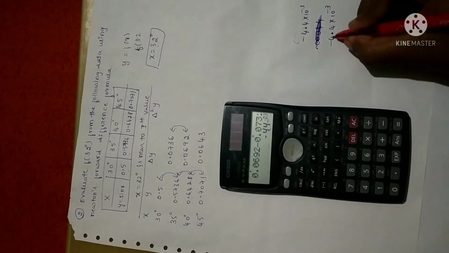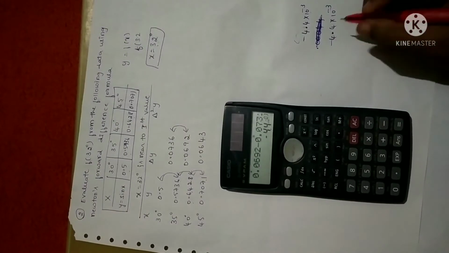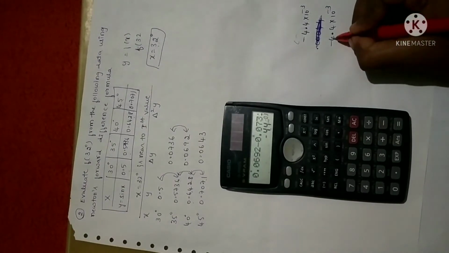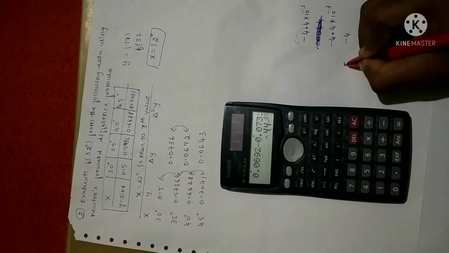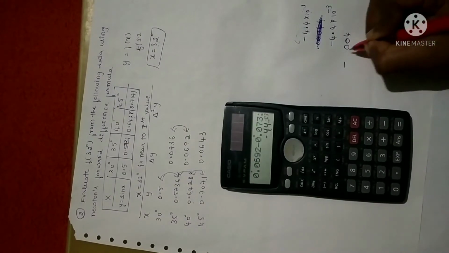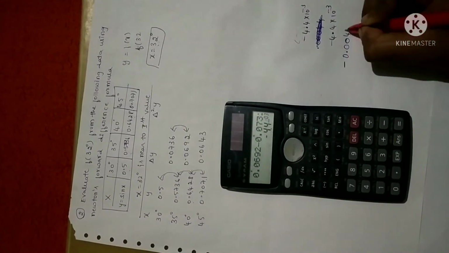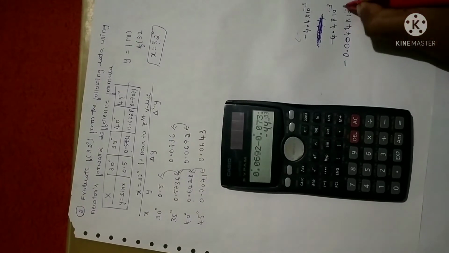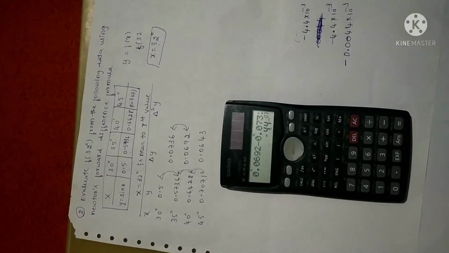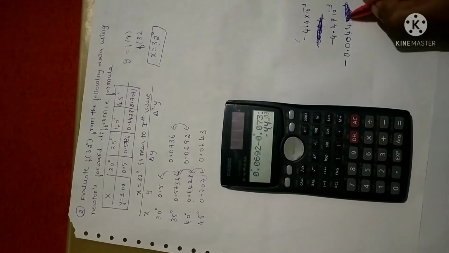In the sense, to the left of this point, you have to have 3 digits only. So 1 digit. Next, I'll just write minus here. 1 digit, 2 digit, 3 digit. Put a point, 0. Again 4 into 10 power of minus 3. So 10 power of minus 3 will not be there since you have shifted.